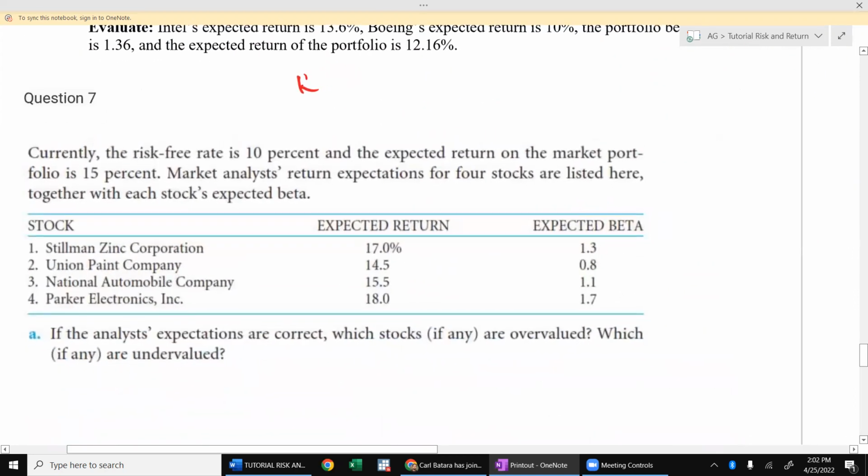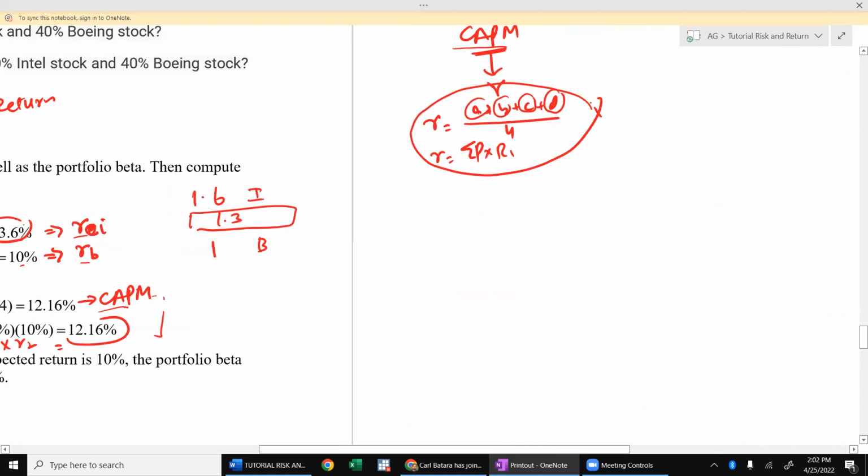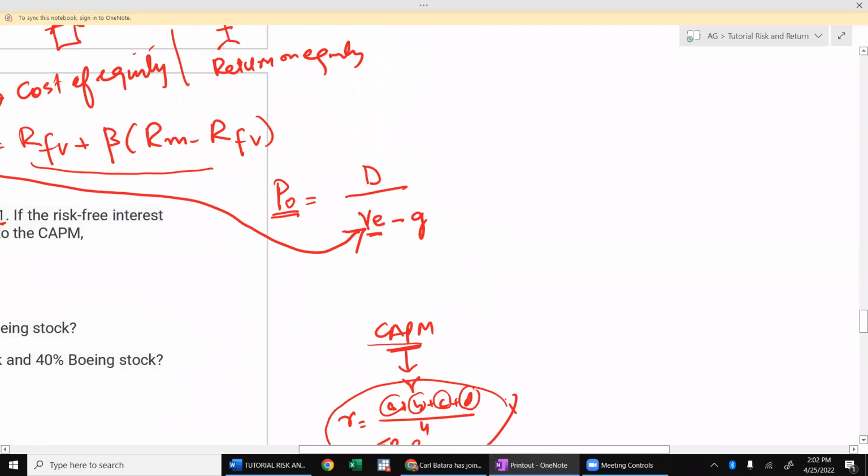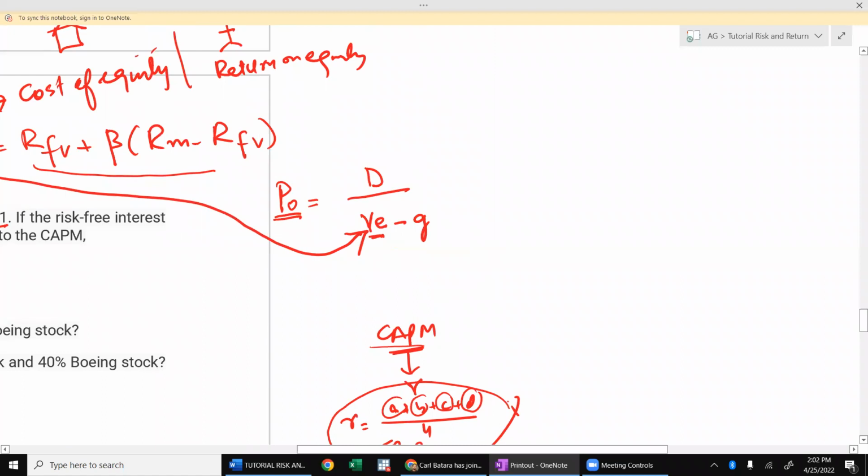Now, from this concept that I just discussed, okay, you need to understand, there are two things that you need to remember. When we use CAPM, we will get RE, we use RE and we calculate the price. Let's say the price is 110. Okay, so I call it the true value.